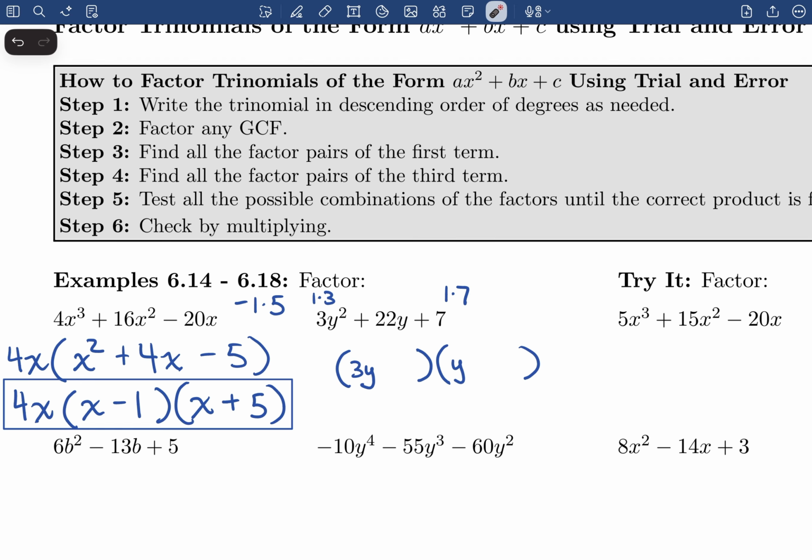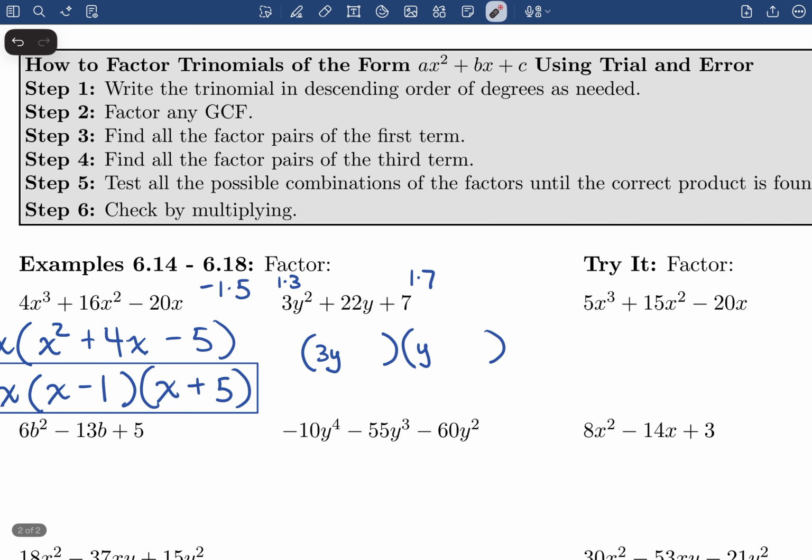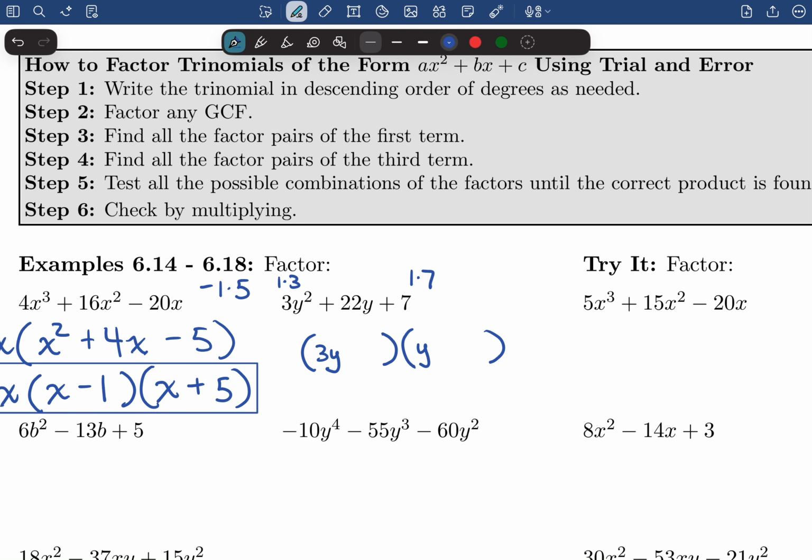So to do that, I've got to do a little trial and error. We have to test all the possible combinations of the factors until the correct product is found. Okay? So I think for a second and I say, well, if I did 3 times 7, that's 21. And if I added that with 1 times 1, 1 times 1 is 1, and 21 plus 1 is 22. So that's what will make it work.